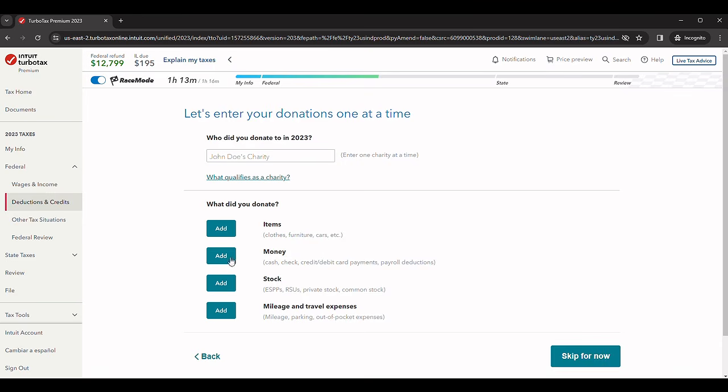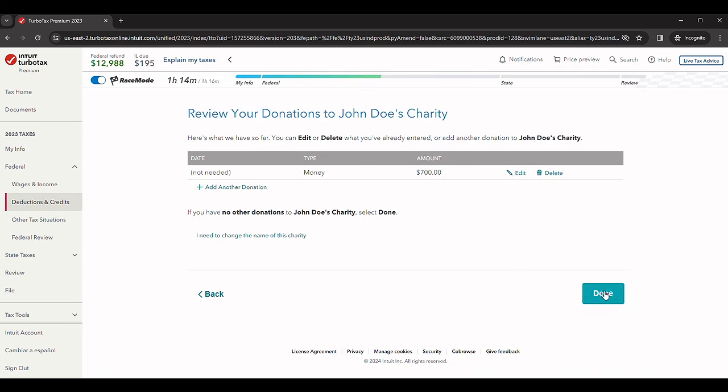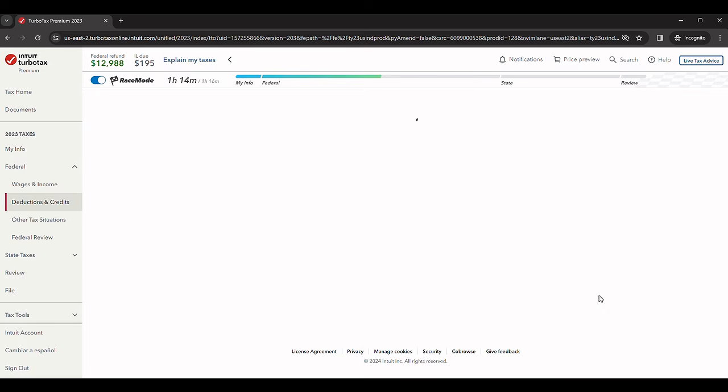Okay, but let's make it easy. Let's say that you donated money, a one-time donation of $700. Very generous. So done with this donation. Good. Okay, we'll just leave it at that.